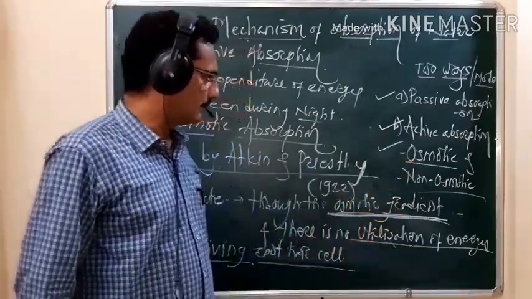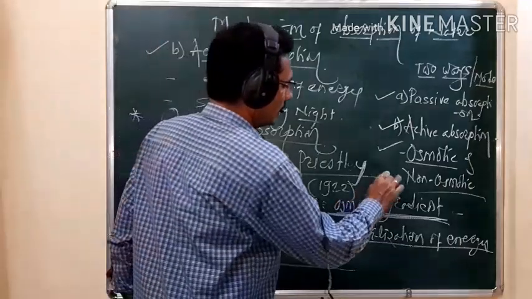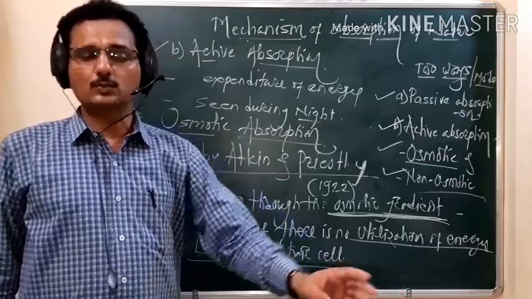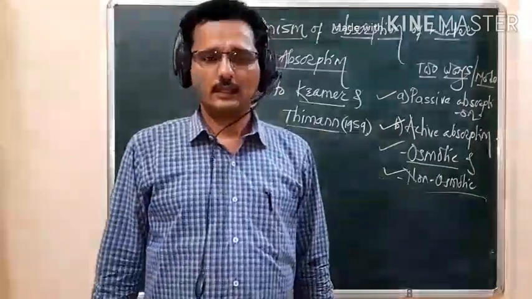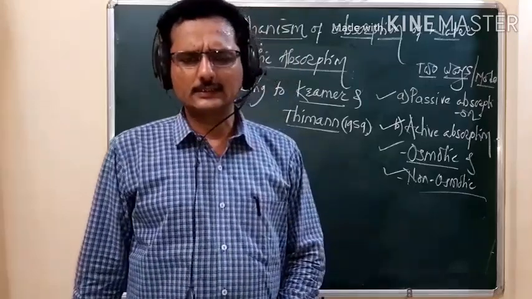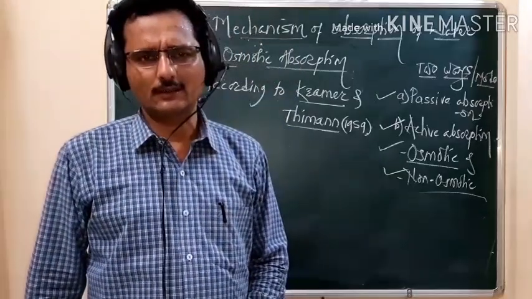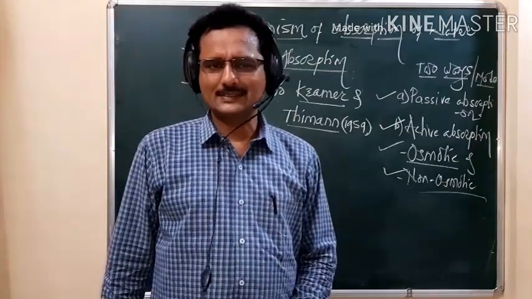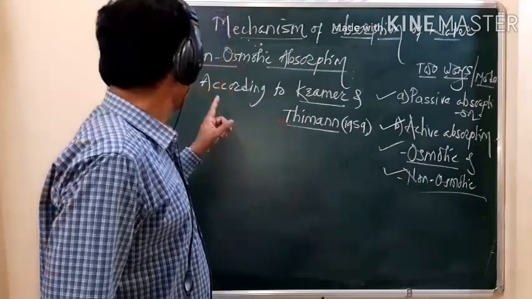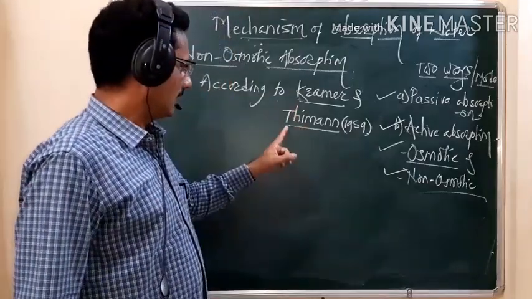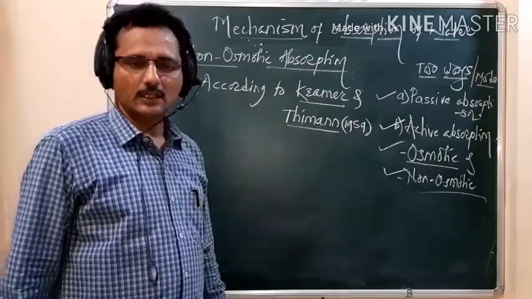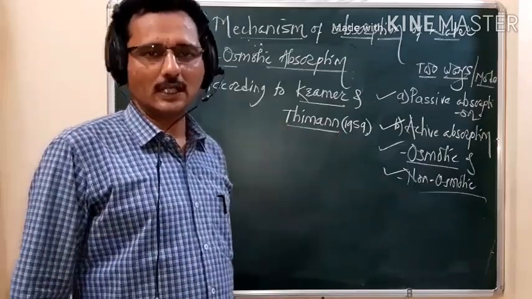Then the next type of the active absorption is the non-osmotic absorption. Okay, it is a non-osmotic absorption. In non-osmotic absorption, this type of theory or hypothesis is given by the scientists Kramer and Thiemann in 1959. They put forth this type of hypothesis.